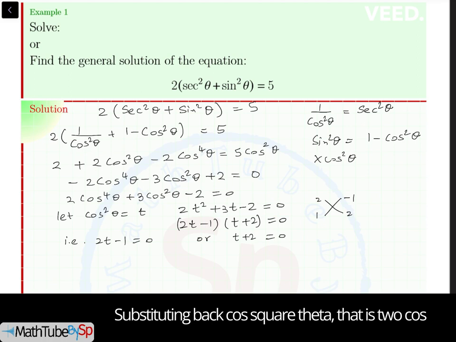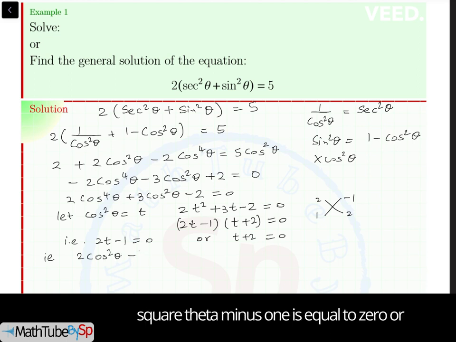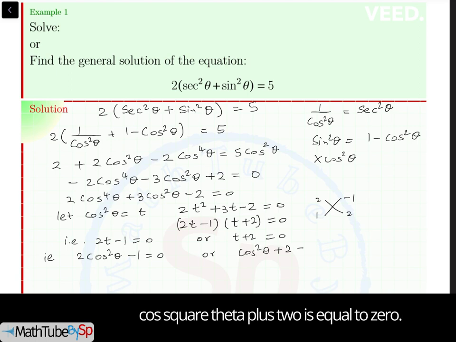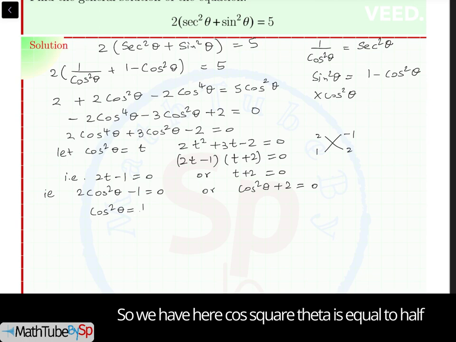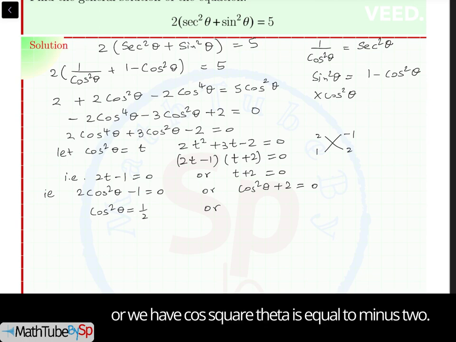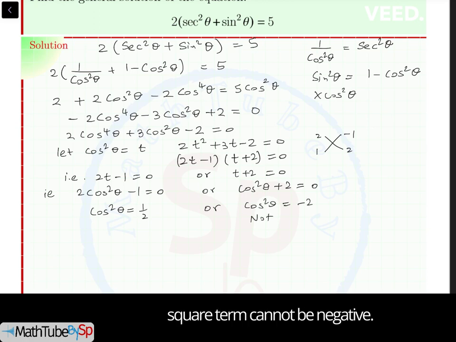Substituting back cos square theta, that is 2 cos square theta minus 1 is equal to 0, or cos square theta plus 2 is equal to 0. So let's find the value of cos square theta. So we have cos square theta is equal to half, or cos square theta is equal to minus 2. This is not possible, as a square term cannot be negative. We will have to discard this solution and work with this. So we get cos theta is equal to plus or minus 1 on root 2.